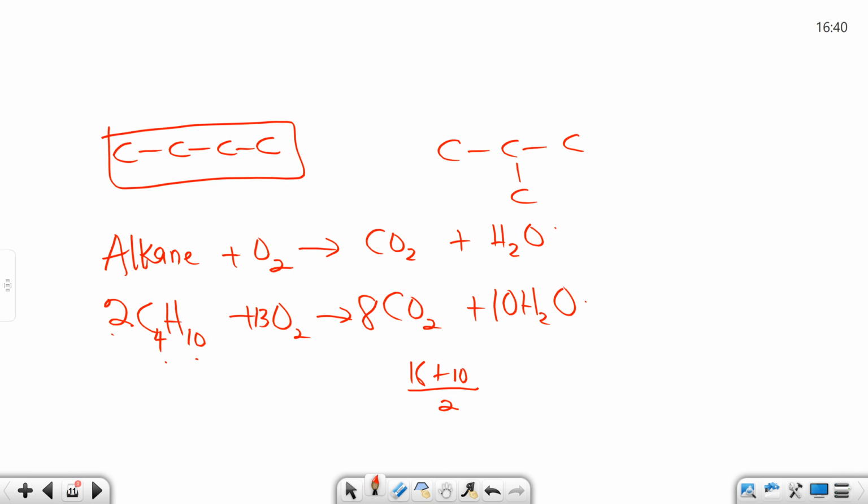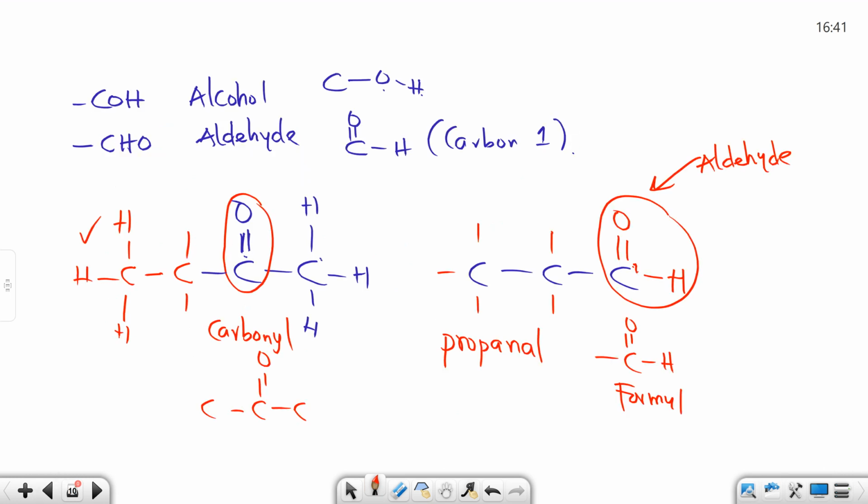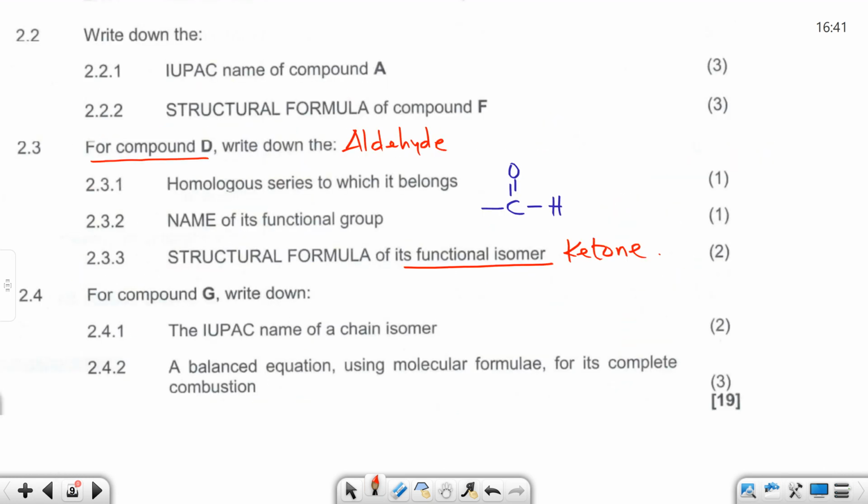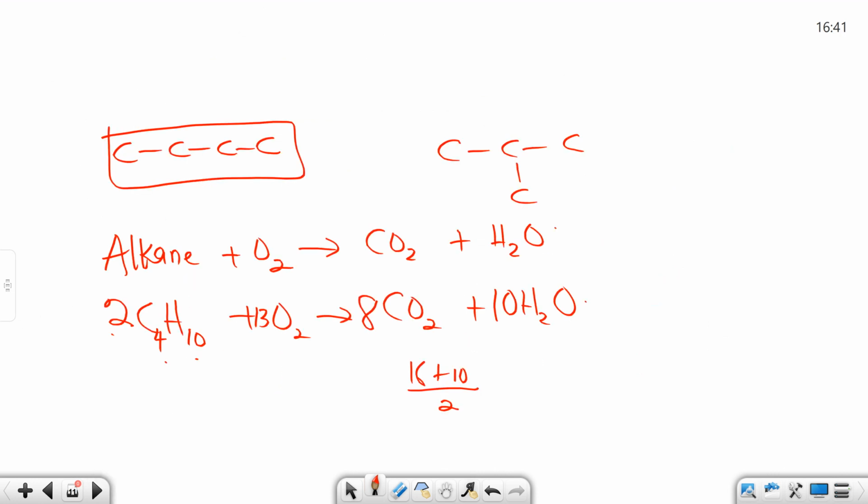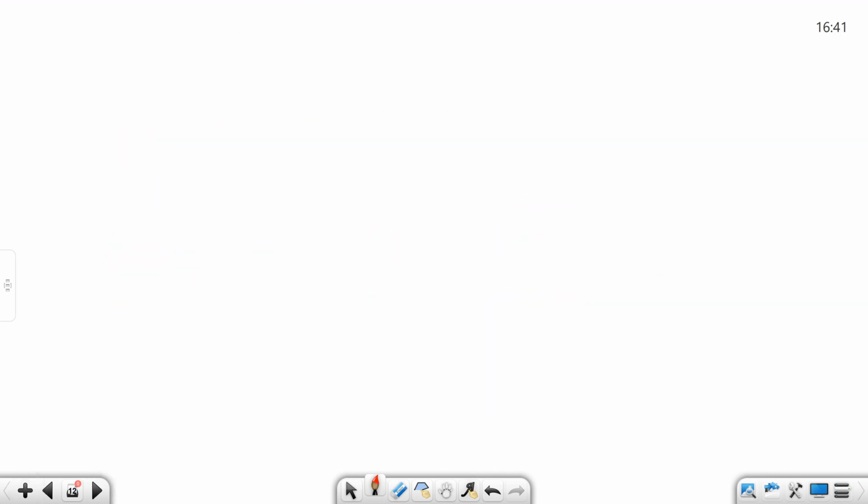Okay. Are we okay with the balancing? Please. Alkanes plus oxygen would give us carbon dioxide and water. I'm done with this question. Is that okay? I'm going to do that now quickly. Okay, I think I do have that picture here.